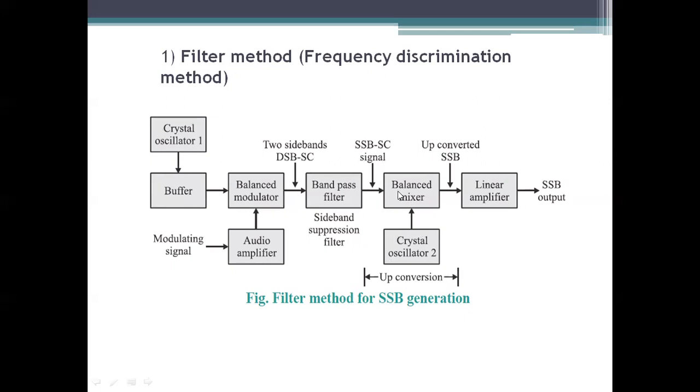These two signals are mixed together and it will generate an up converted SSB signal, and then it is passed to the linear amplifier, and through the linear amplifier we are getting the SSB output. So this is how the filter method is used for generating SSB-SC. First the SSB-SC signal is generated, and then the second part is the up conversion, where we are boosting the signal, increasing the frequency and the amplitude of the SSB-SC signal.